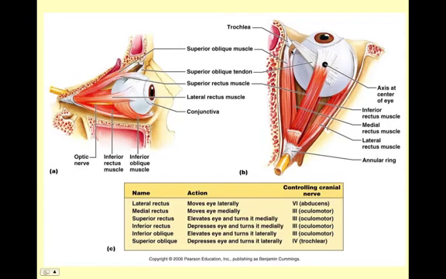There's one more muscle that's not seen here that's also innervated by the oculomotor nerve, and that would be the levator palpebrae superioris. And that's the muscle that allows the upper eyelid to open. So that's innervated by the oculomotor nerve.